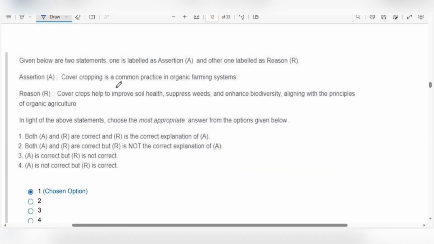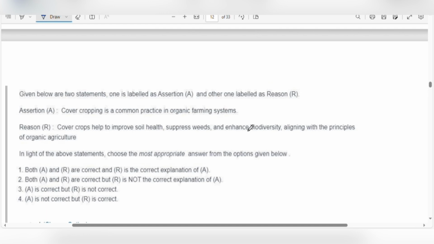Moving on, another assertion reasoning question. You have to be again very careful. Let's read the statement. Cover cropping is a common practice in organic farming systems. True. In organic farming, cover cropping is very common. You have to do it because you are not applying any synthetic or chemical fertilizers. So for maintaining the nutrient status, you have to figure out systems like this. So cover cropping is a common practice in organic farming system. True. And the reason is cover crops help to improve soil health, suppress weeds, and enhance biodiversity, aligning with the principles of organic culture. Perfect.